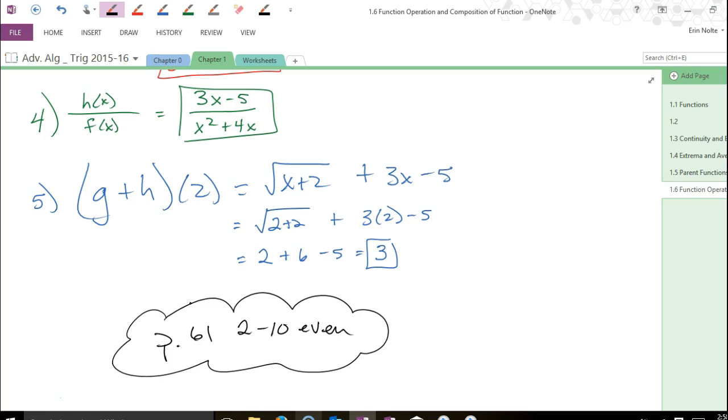All right, so once you get to this page, it asks you for all of these problems to do the adding, subtracting, multiplying, dividing. So technically, it's like 4 questions in one. But don't worry about doing the domain of them. Don't do the domain, just do the adding, subtracting, multiplying, dividing of each question.